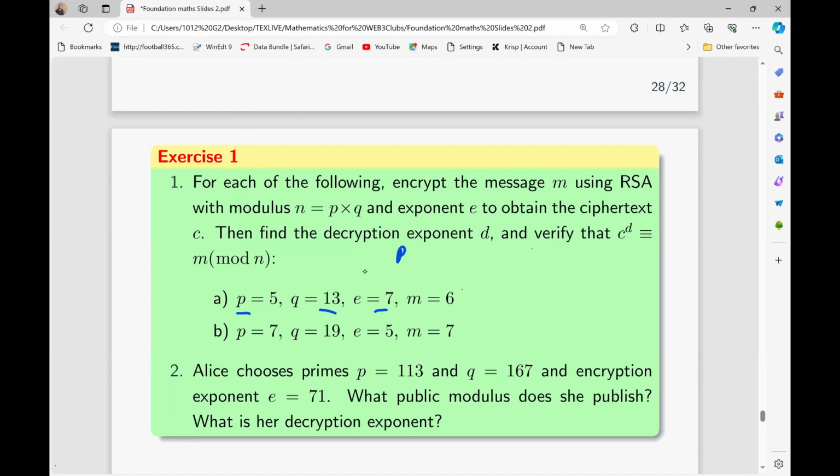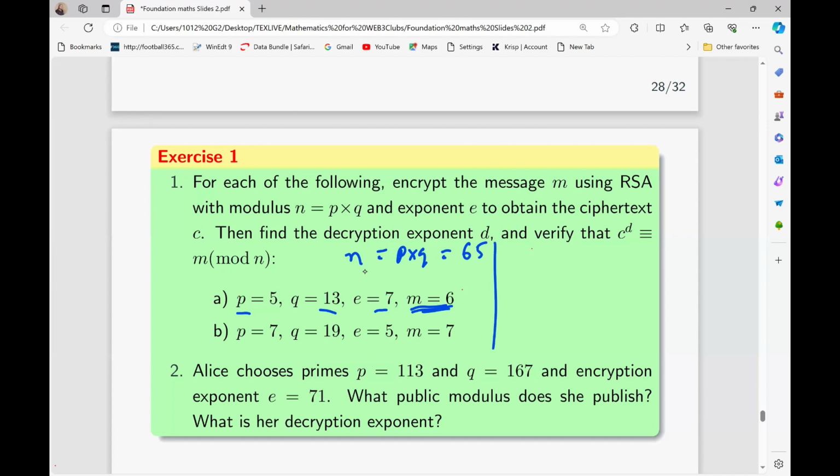So P times Q gives us our N. M has been given as a message. M is a message, this is our plain text. So let's say P times Q gives us N. So what is this? This will be 65.